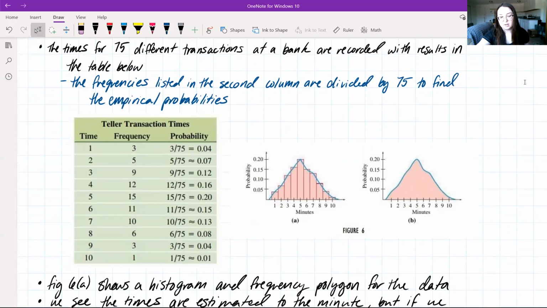So we see our first image, we have our histogram with our values between 1 and 10, and then our probability here on the side, and then we use our frequency polygon, remember, to connect all of our midpoints of each one of the bars on our histogram. And this is our first image here with figure 6a.